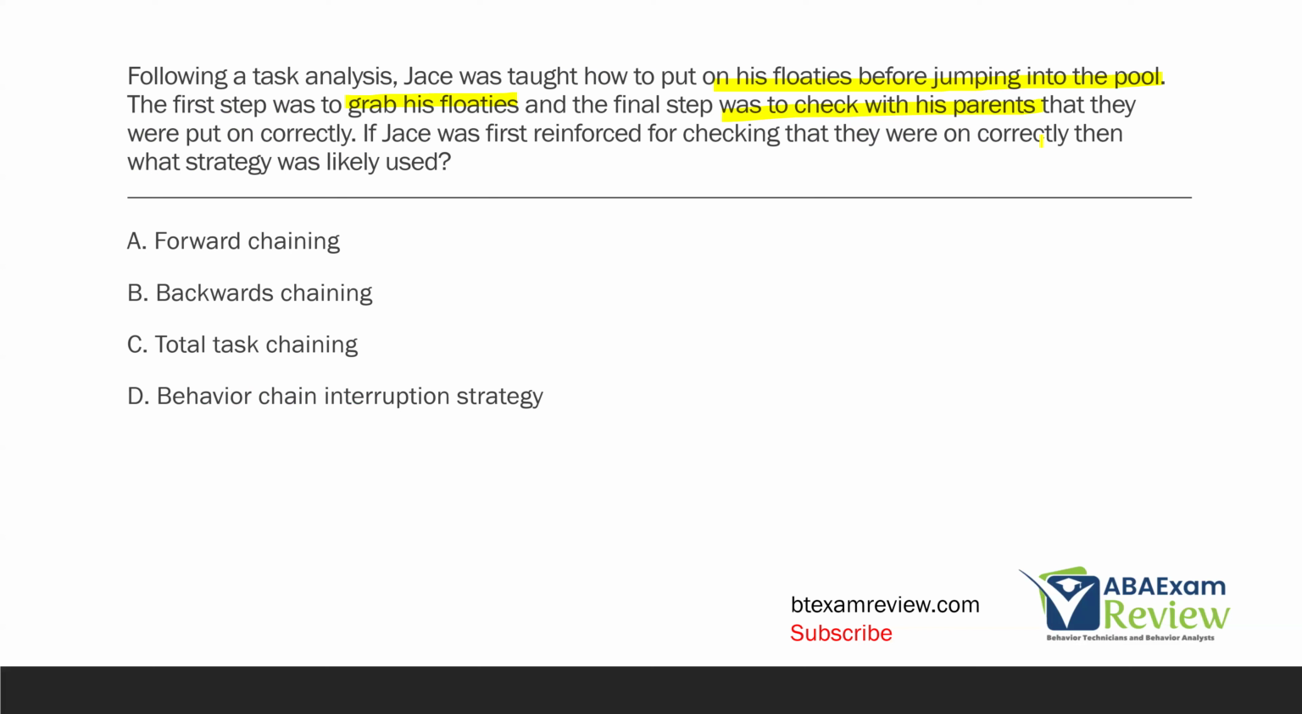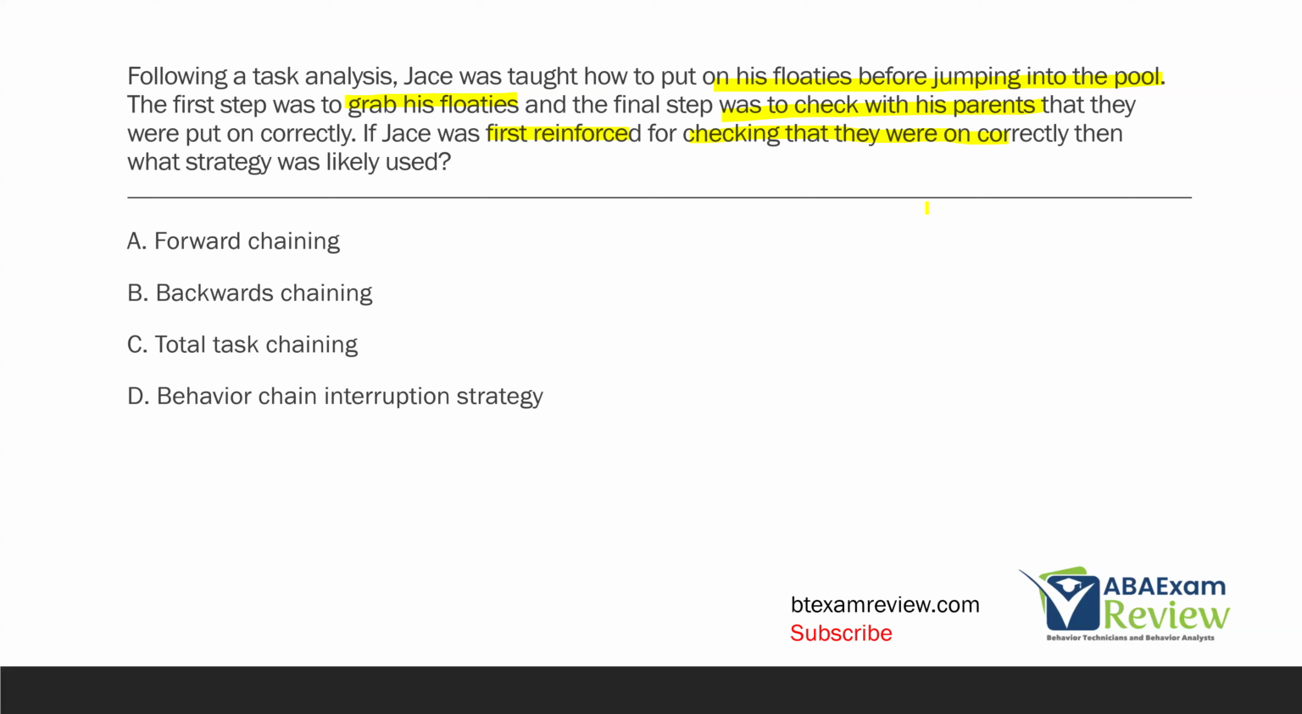Now, stop there. In a task chain, if we were to first teach Jace to grab his floaties independently and reinforce for that, we would be forward chaining. If instead we reinforced Jace first for checking with parents, we're likely backwards chaining, because if we're reinforcing that last step first, backwards chaining. In this case, Jace was first reinforced for checking they were on correctly. So very likely we were using some sort of backwards chaining procedure here, where we prompted Jace through the steps.